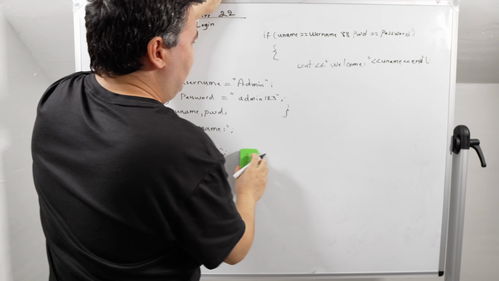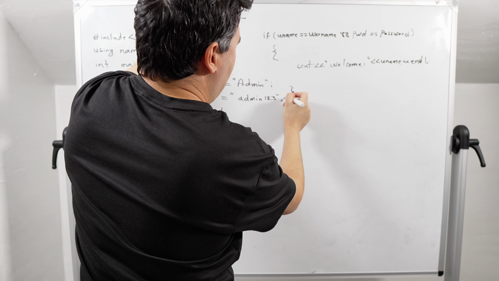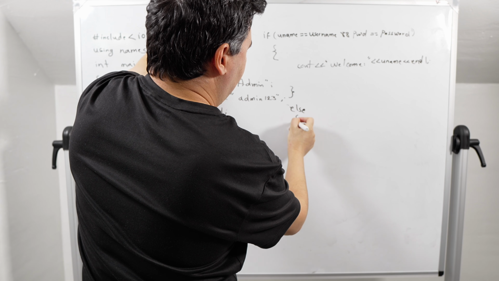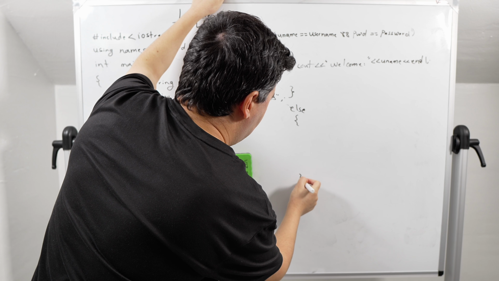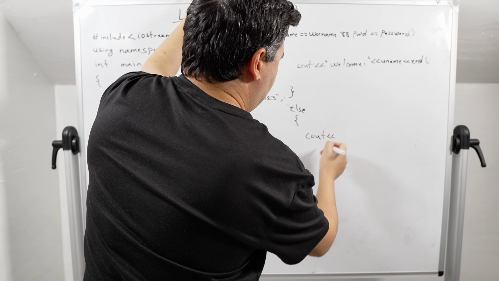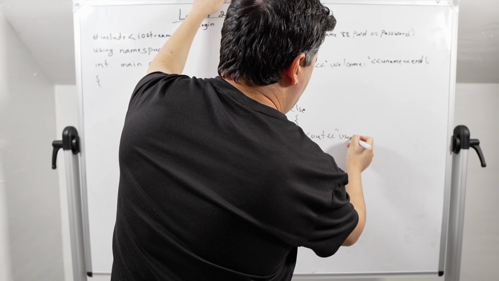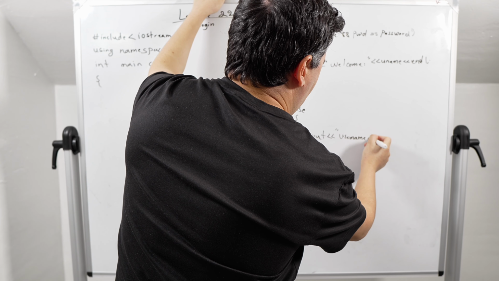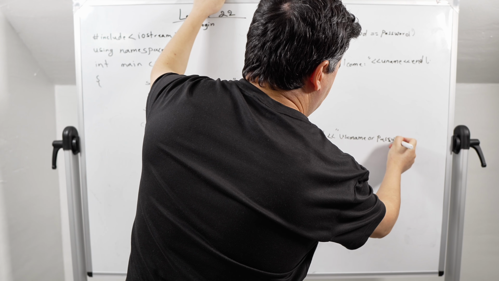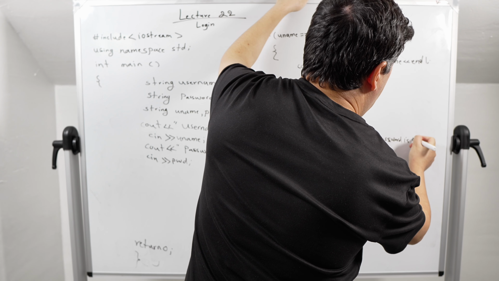And if the username and password are incorrect, we have the else statement. So I put the if here, then we put the else. This is the else block. So we write cout username or password is incorrect.